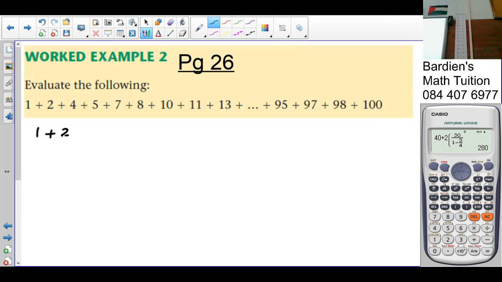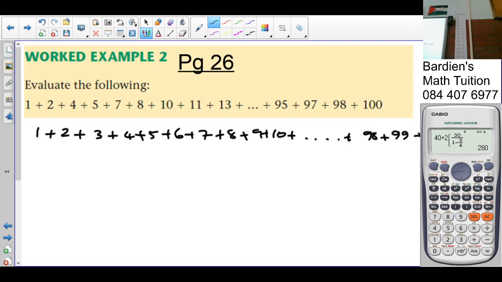So in other words, we have a pattern looking like this. It's 1, 2, 3, 4, 5, 6, 7, 8, 9, 10, up to 100, 99, 98, 97, and so on. Then what happens is, they took out the multiples of 3. The multiples of 3 are actually removed from the sum. Can you see that?